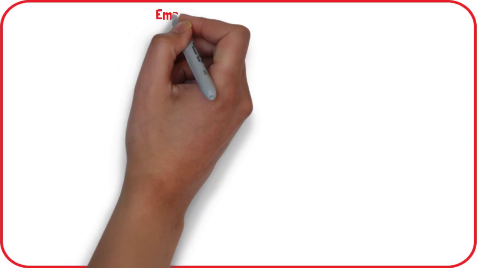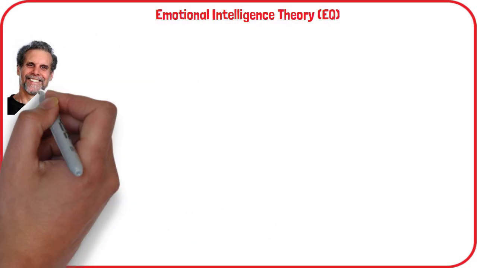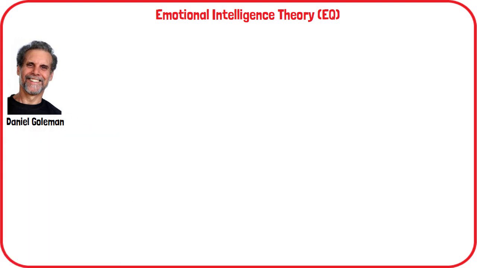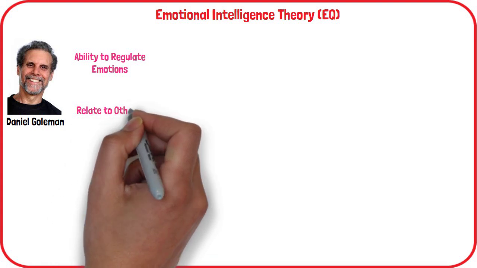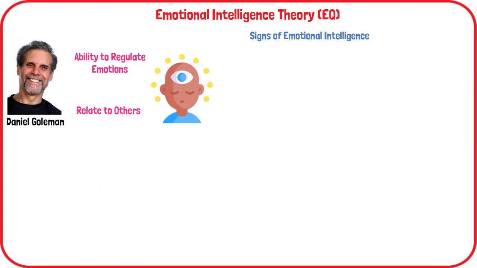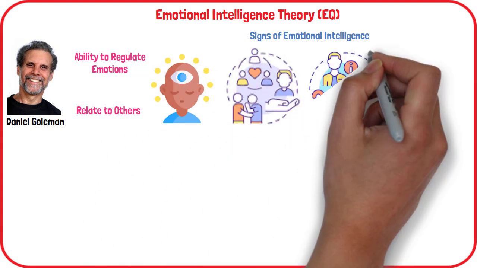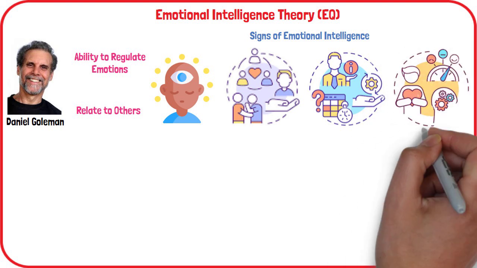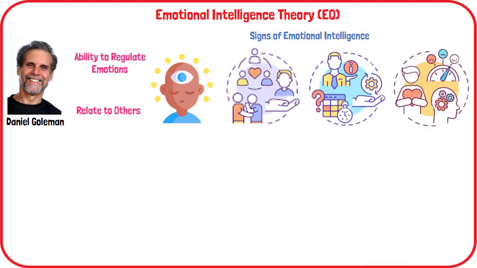Emotional intelligence theory. Emotional intelligence, sometimes called EQ, was initially coined by psychologist Daniel Goleman. It refers to a person's ability to regulate emotions and use their emotions to relate to others. Signs of emotional intelligence include strong self-awareness, empathy, embracing change, and managing emotions in difficult situations.